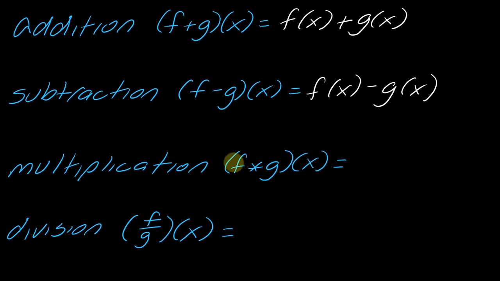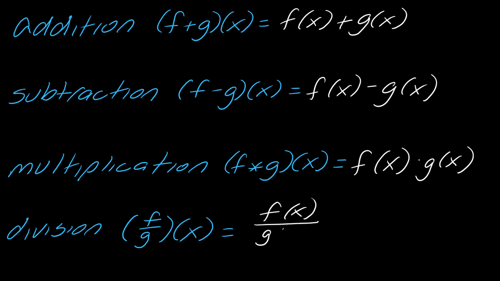Then for multiplication, as you might imagine, you're going to multiply the two functions together, and maybe I'll just put a dot in between them. And then finally, if you have f over g of x, this is a shorthand for writing out f of x divided by g of x. And of course, g of x does not equal 0. Hopefully that is clear, because you can't have 0 in the denominator. So that's all that this really means.